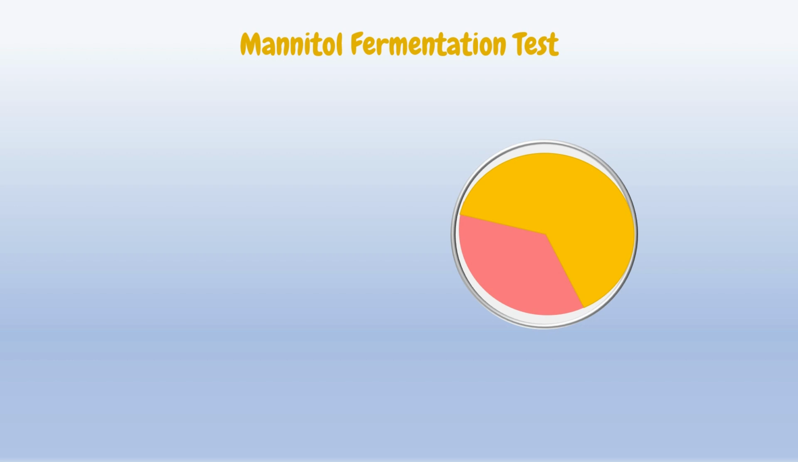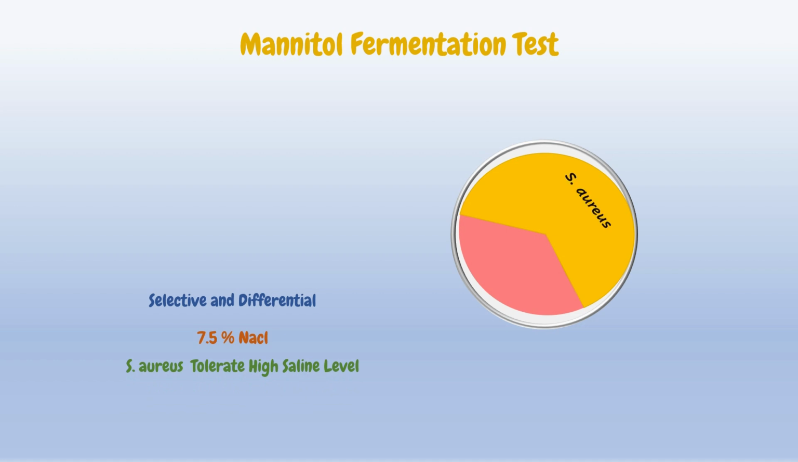Well, in this test a media is used. It is a selective and differential media for isolation of Staphylococcus aureus, which contains a high concentration of sodium chloride, and that is 7.5%, because Staphylococcus aureus can tolerate high saline levels. In this test, Staphylococcus aureus can ferment mannitol, so colonies will appear yellow, but Staphylococcus epidermidis cannot ferment mannitol, so in this case colonies will appear pinkish.